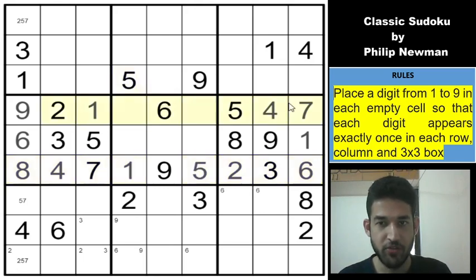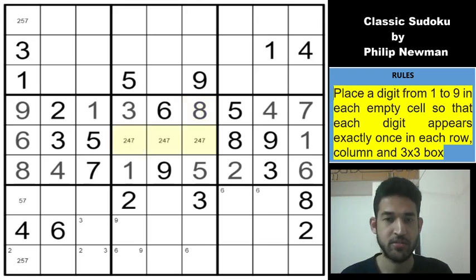1, 2, 6, 9, 4, 5, 7. So let me place 3 and 8 as the missing digits. So 3 is in column 6, which means that this is a 3 and this would be an 8. 3, 6, 8, 1, 5, 9. So this would be 2, 4, 7. Okay. The 2 pencil mark can be removed from here. These 2 cells will have a 2 in them.